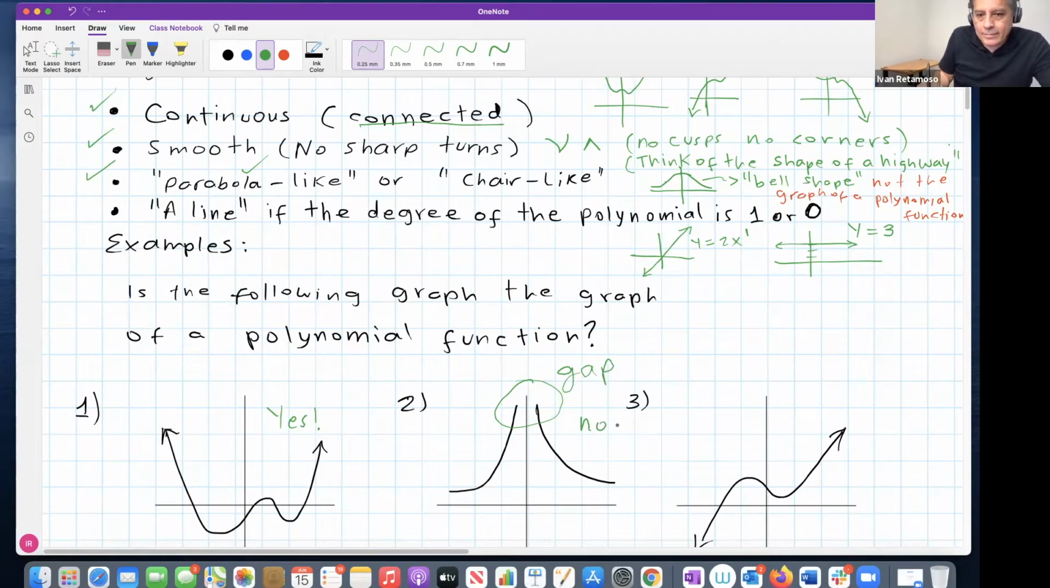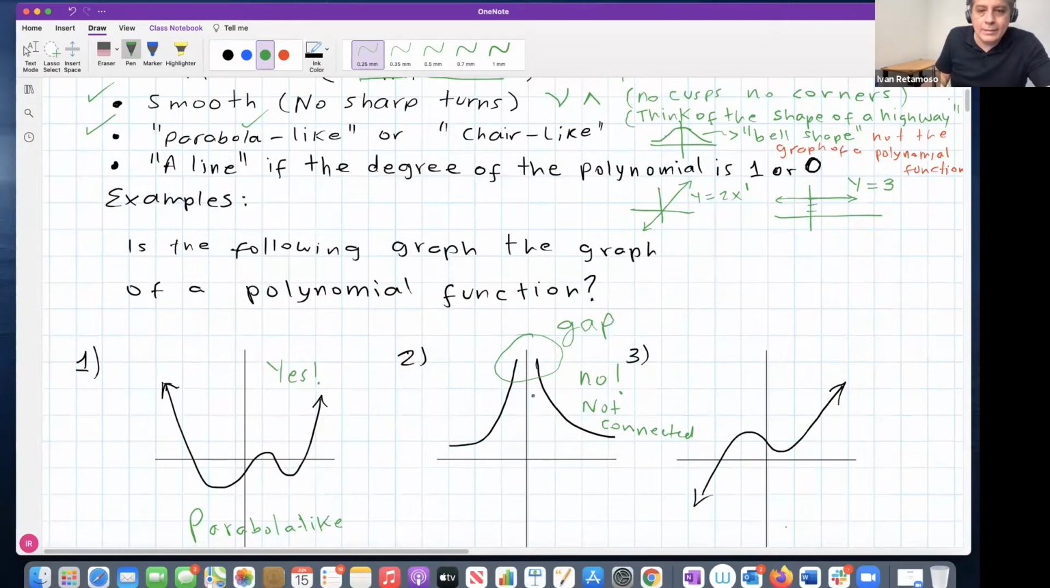Not connected, right? Is it smooth though? This is smooth, but it's not all in one piece, right? Because of that, it's not the graph of a polynomial function. What about this? Number 3. Is this the graph of a polynomial function?